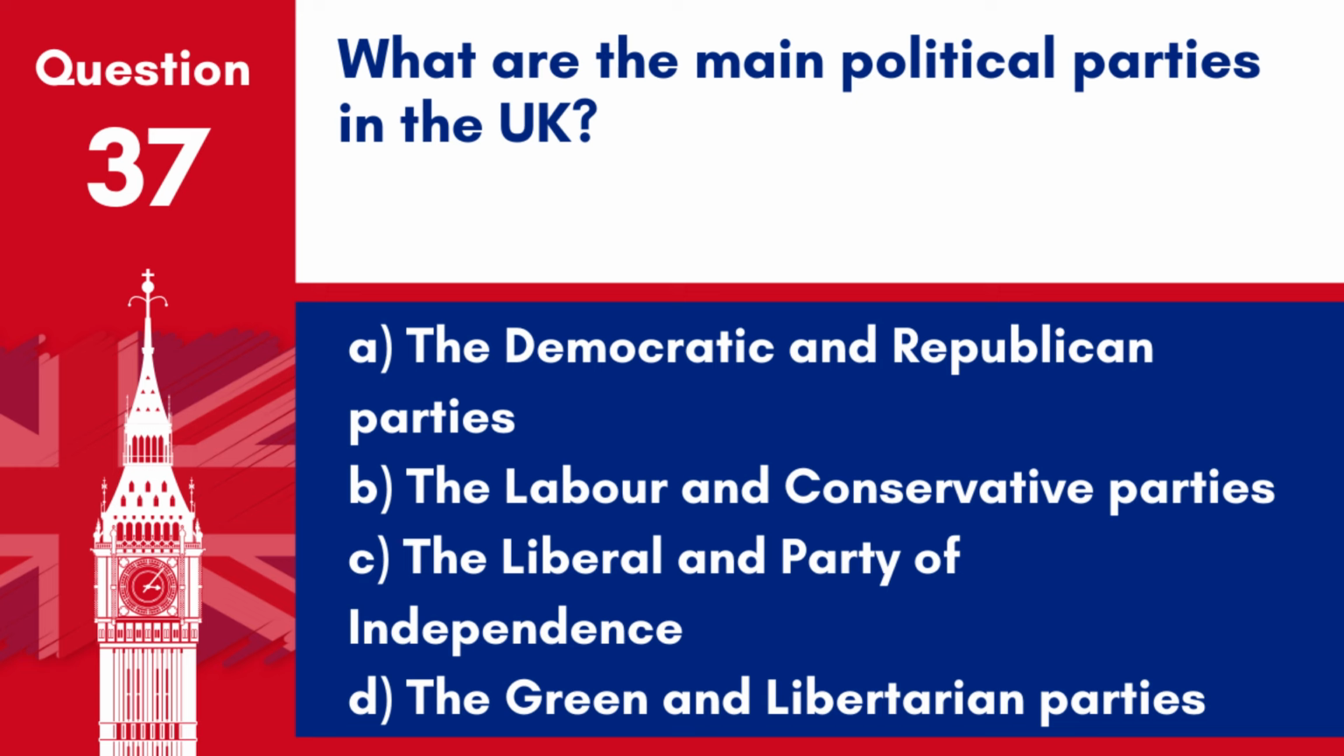Question 37. What are the main political parties in the UK? A. The Democratic and Republican parties. B. The Labour and Conservative parties. C. The Liberal and Party of Independence. D. The Green and Libertarian parties. Answer B. The Labour and Conservative parties. These are two of the main political parties in the UK, representing a significant portion of the political spectrum.